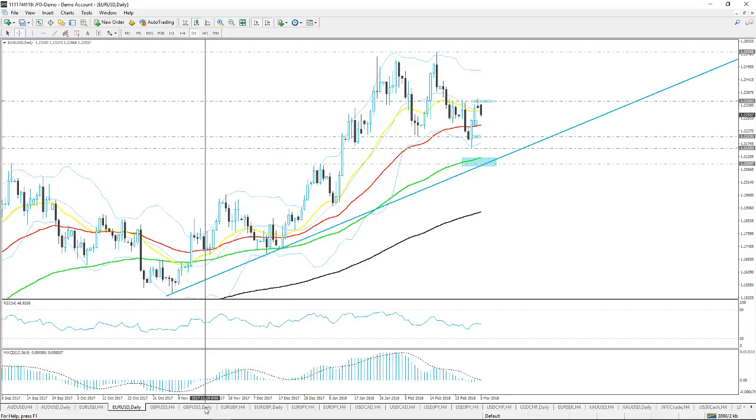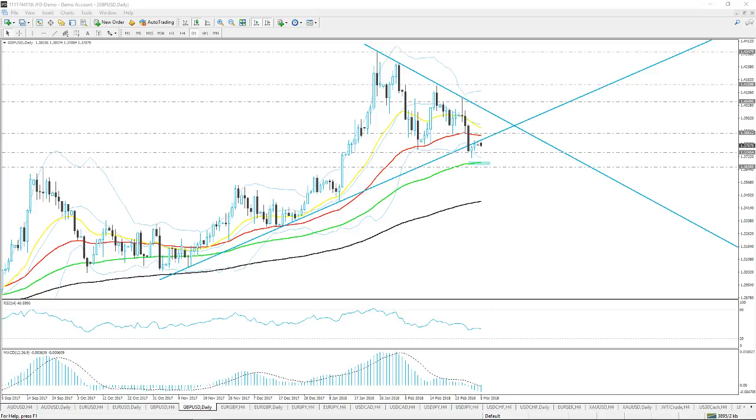Let's have a look at the pound. In the pound today, we've got some news coming out from Britain. So we've got the services PMI here. Of course, the expectation is, let's say, not far from the previous number. So we'll see if we actually get a reaction here.